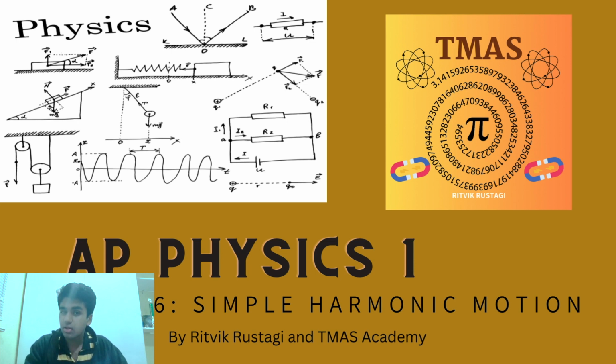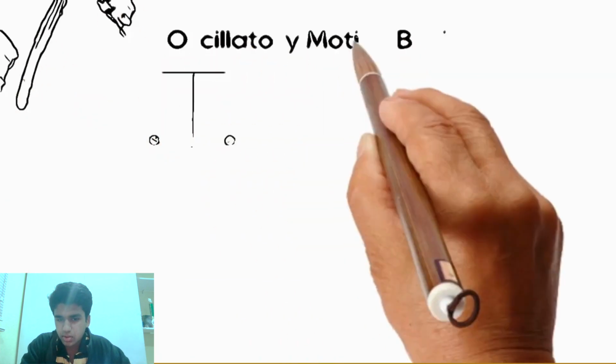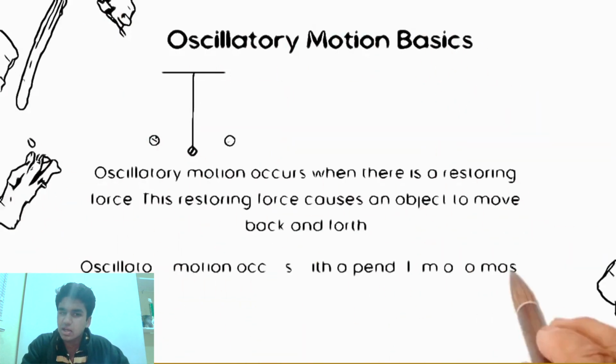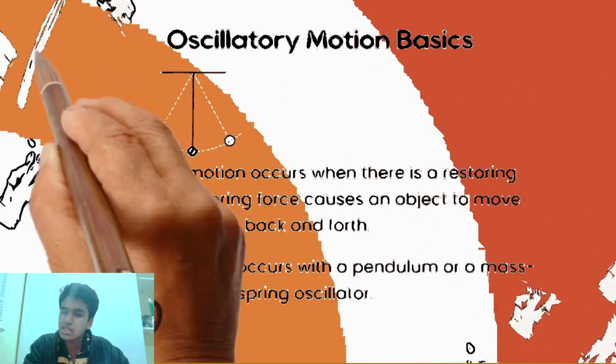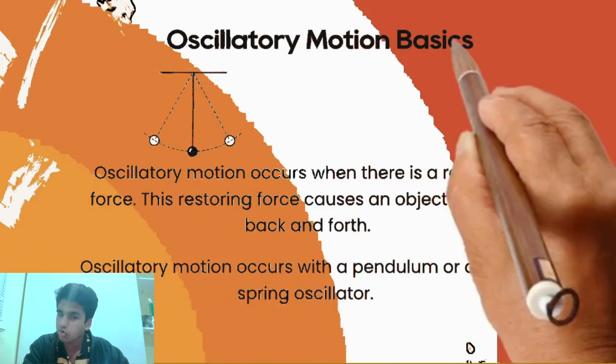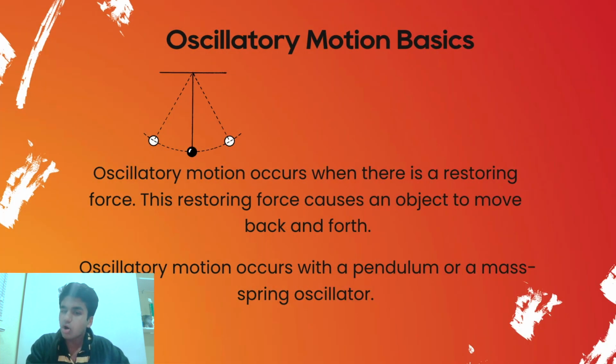So now, let's begin. Let's learn about the basics of oscillatory motion. It occurs when there is a restoring force, and that restoring force causes an object to move back and forth. Oscillatory motion occurs with a pendulum or a mass spring oscillator, where there's a mass attached to a spring, and that mass is moving back and forth. And a pendulum swings back and forth.